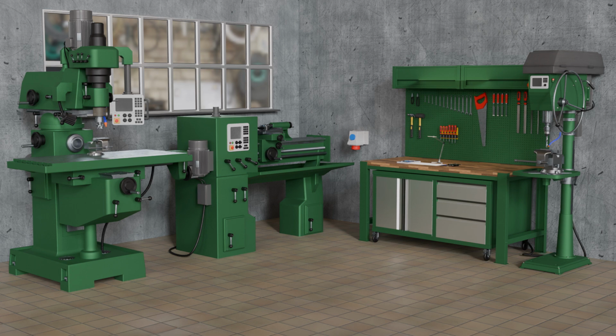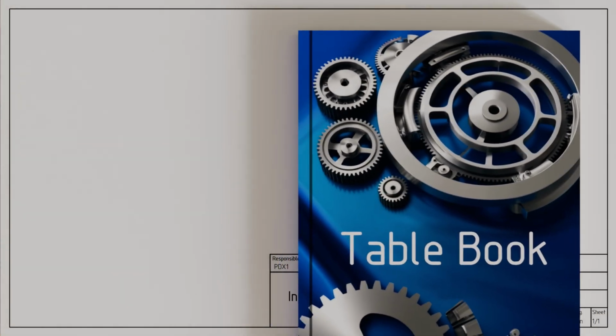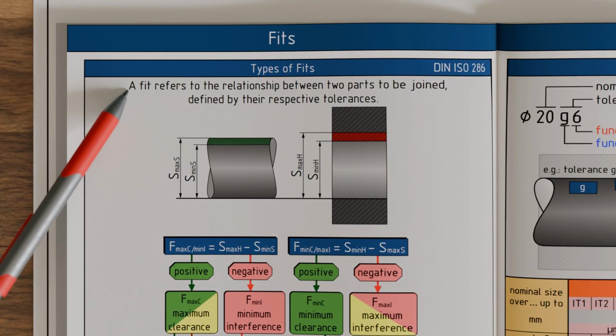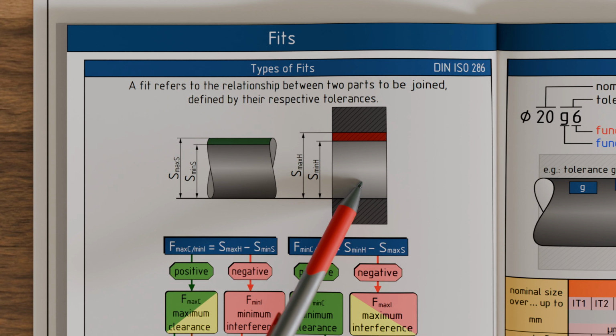In the linked video, we have learned about 3 different types of fits in more detail. Let us briefly review the most important points again here. A fit generally refers to the joining condition of 2 components, for example a shaft fitted into a hole. Depending on the position of the tolerance zones of the hole and the shaft, different types of fits result.